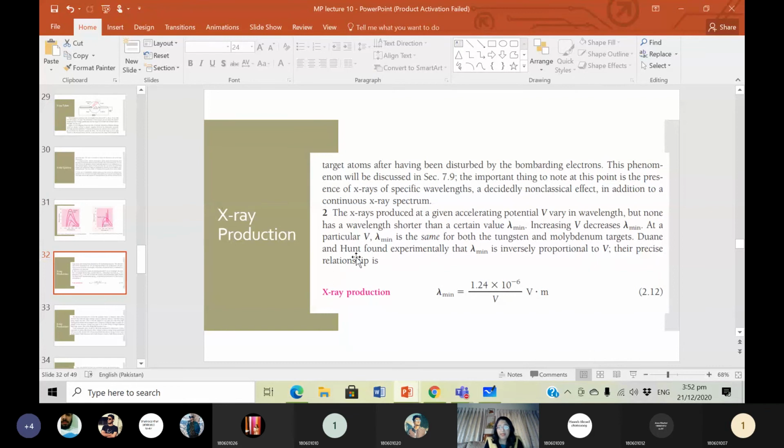These are two scientists, Duane and Hunt. They found experimentally that lambda minimum is inversely proportional to the voltage, and the relation is given by this formula, where lambda minimum equals 1.24 times 10 raised to power minus 6 divided by the voltage. This is in volt meters, because the voltage will be in volts, so volts will cancel and you will get it in meters. So that will be lambda minimum.